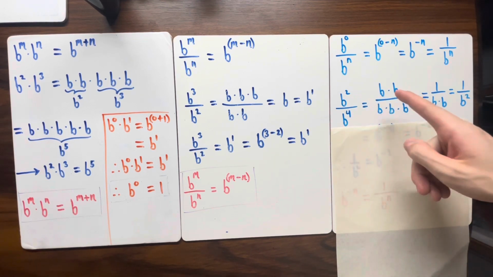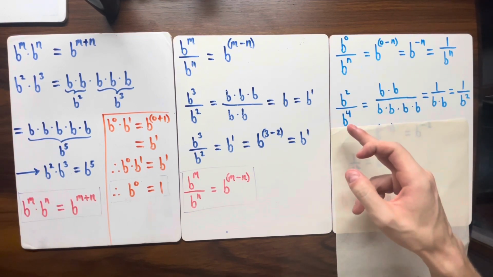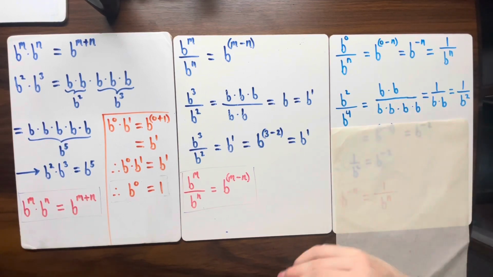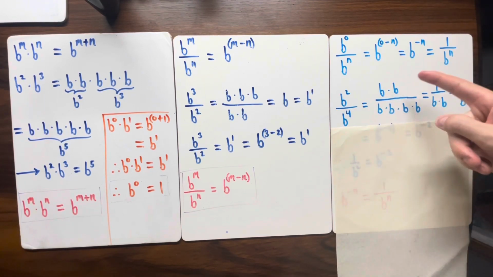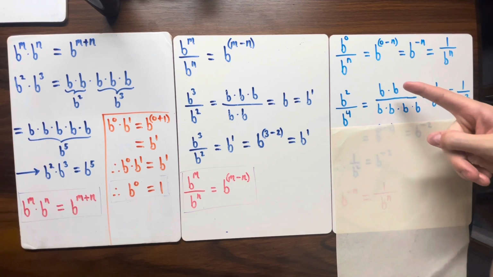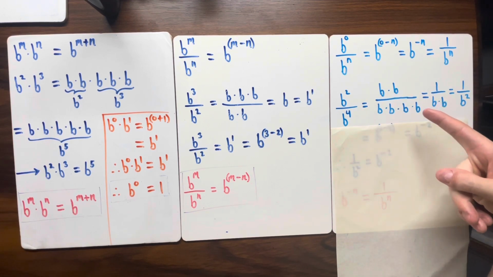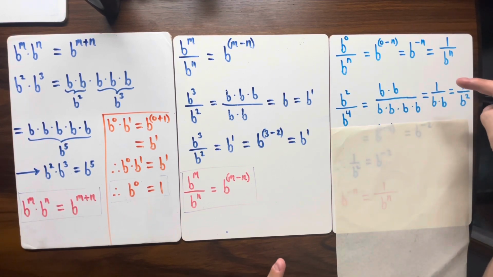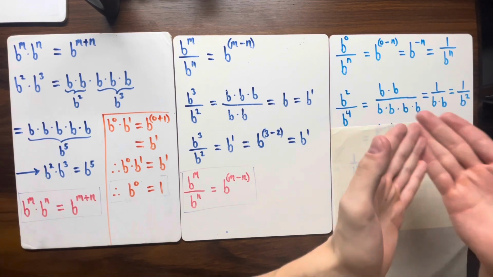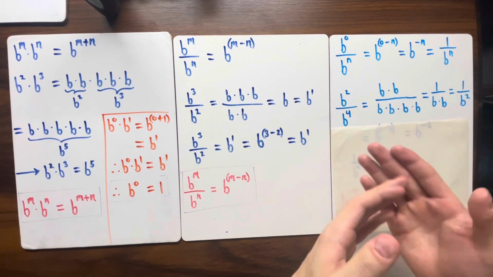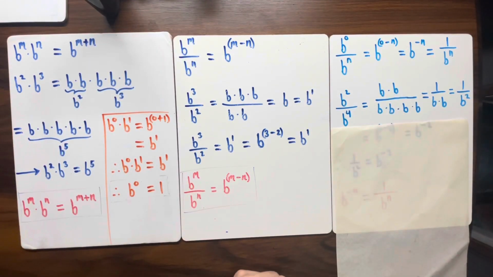So b squared is just the same as b times b. B to the 4th is equal to b times b times b times b. Of course, these 2 b's just cancel. B divided by b is 1, b divided by b is 1. So we just get left off with b times b on the bottom. Of course, 1 divided by b times b is the same thing as 1 divided by b squared. So this is one way of doing it, but let's try doing it using this rule.